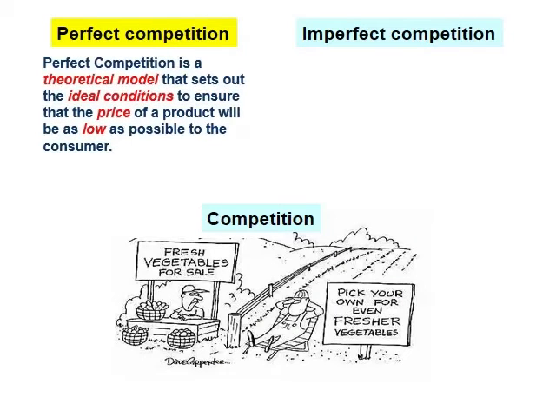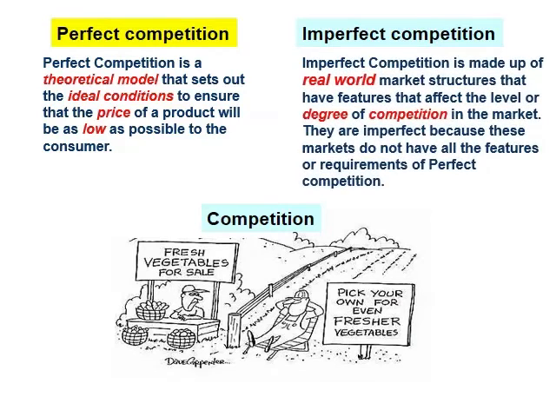So perfect competition is a theoretical model. It sets out the ideal conditions to ensure that the price of a product will be as low as possible to the consumer. So that is our primary or fundamental characteristic that we're looking for. Imperfect competition is made up of real-world market structures that have some of the features of perfect competition. They are imperfect because these markets do not have all the features or characteristics or requirements of perfect competition.